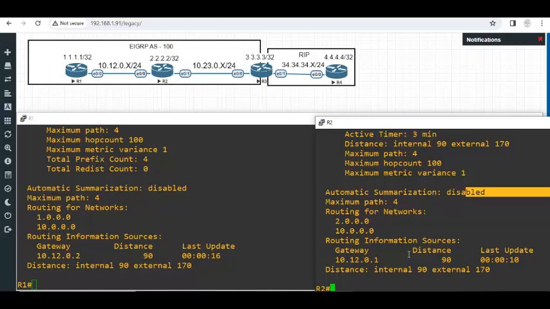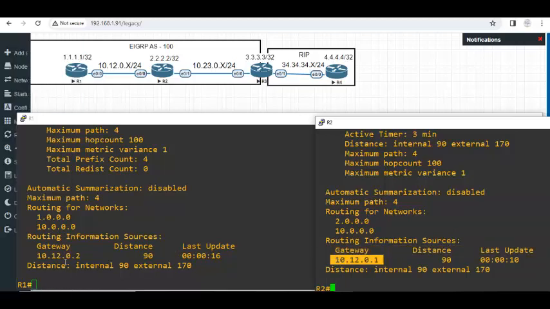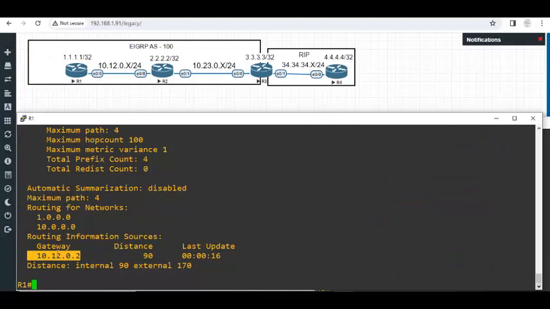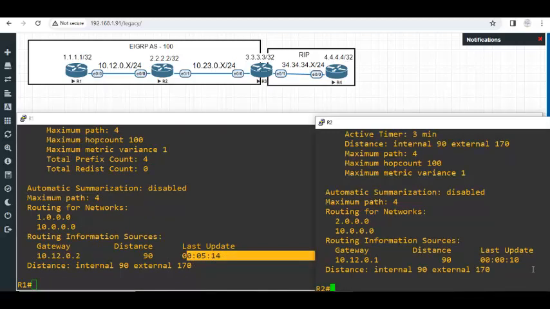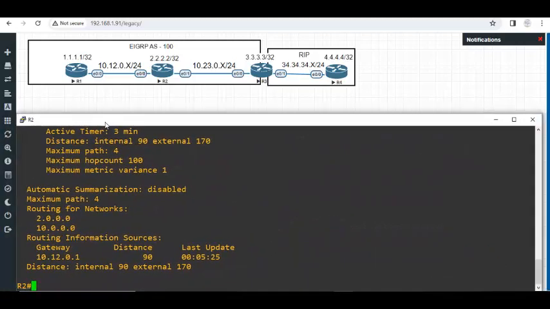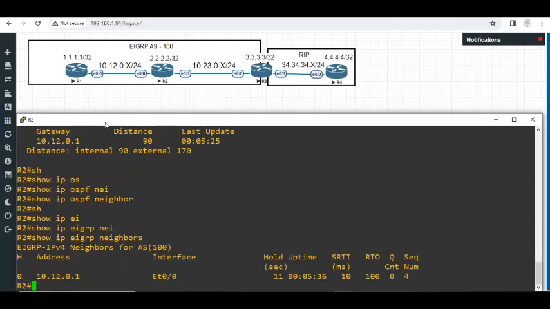Right. So you can see they have already formed a neighbor. Router 2 is showing router 1 as the gateway. Router 1 is showing router 2 as the gateway. For 5 minutes, 14 seconds, it's up. You got it. Now let us go and verify. Not much in the output. Show ip EIGRP neighbor. You can see the neighborship. Now let me go and enable the newer version in R3.